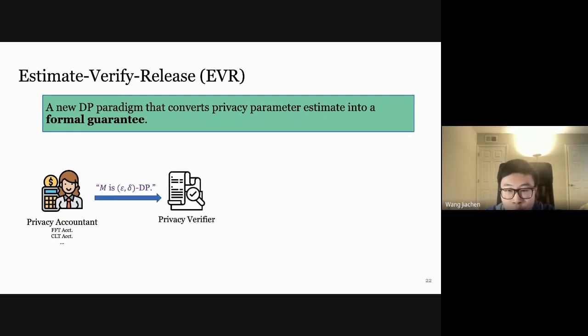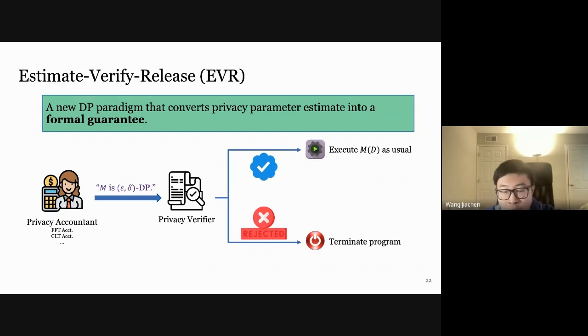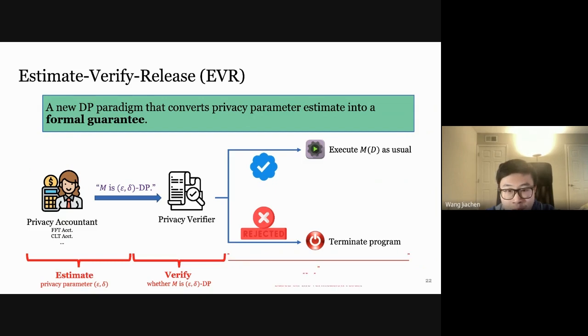And we pass this estimate to an object called a privacy verifier, which tries to verify whether or not M is indeed epsilon delta DP. If the estimate passes the privacy verification, which means that the verifier thinks M is indeed epsilon delta DP, then we just execute M on the dataset as usual. If the estimate fails to pass, which means that the verifier thinks M is not epsilon delta DP, then we terminate the program. So this paradigm contains three steps. We first estimate the epsilon delta parameter for the mechanism. We then verify whether the mechanism actually satisfies the estimated DP guarantee. And we release the mechanism's output based on the verification results.